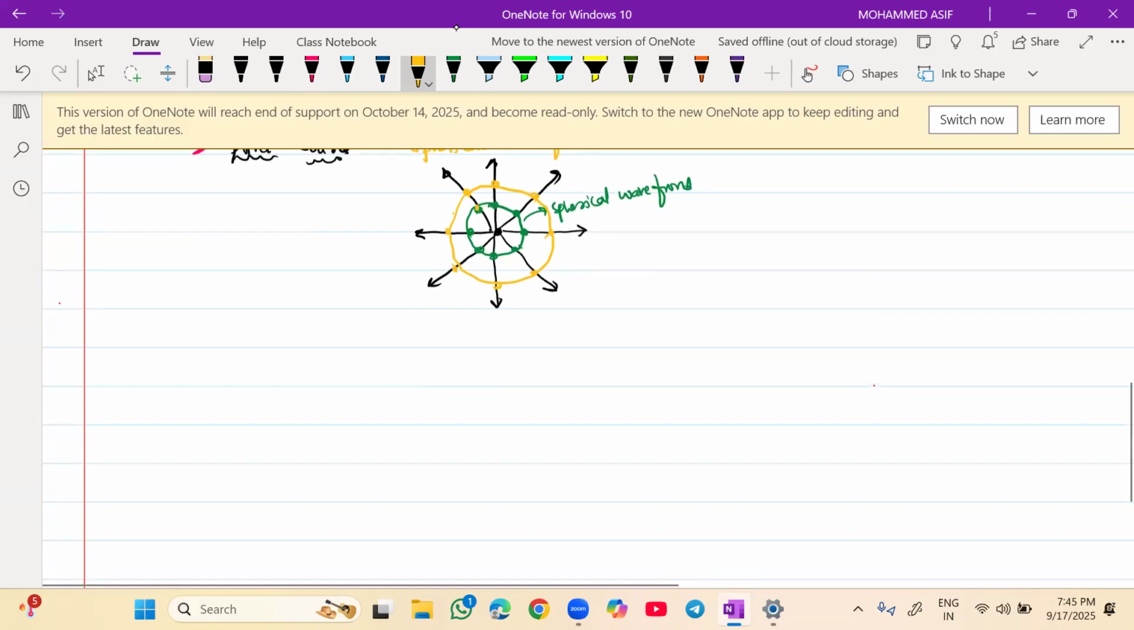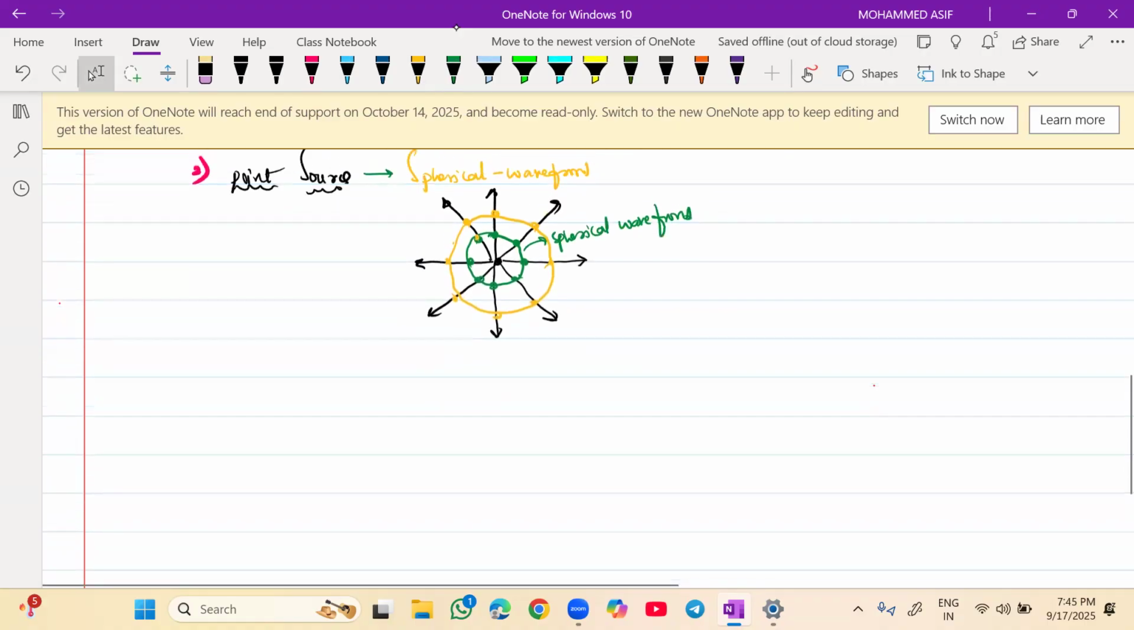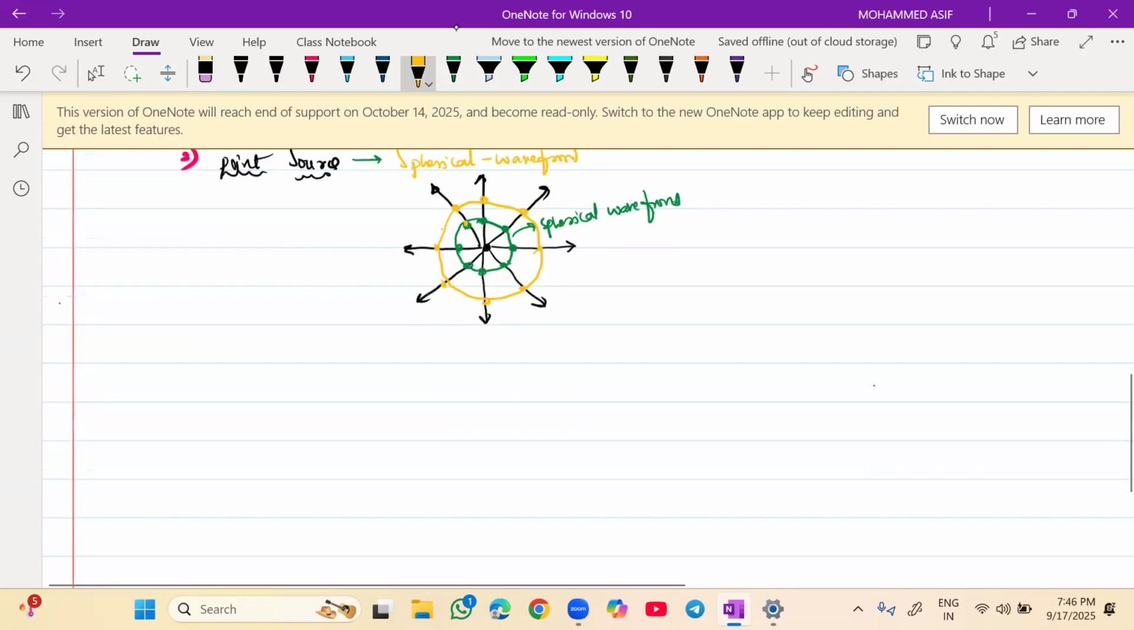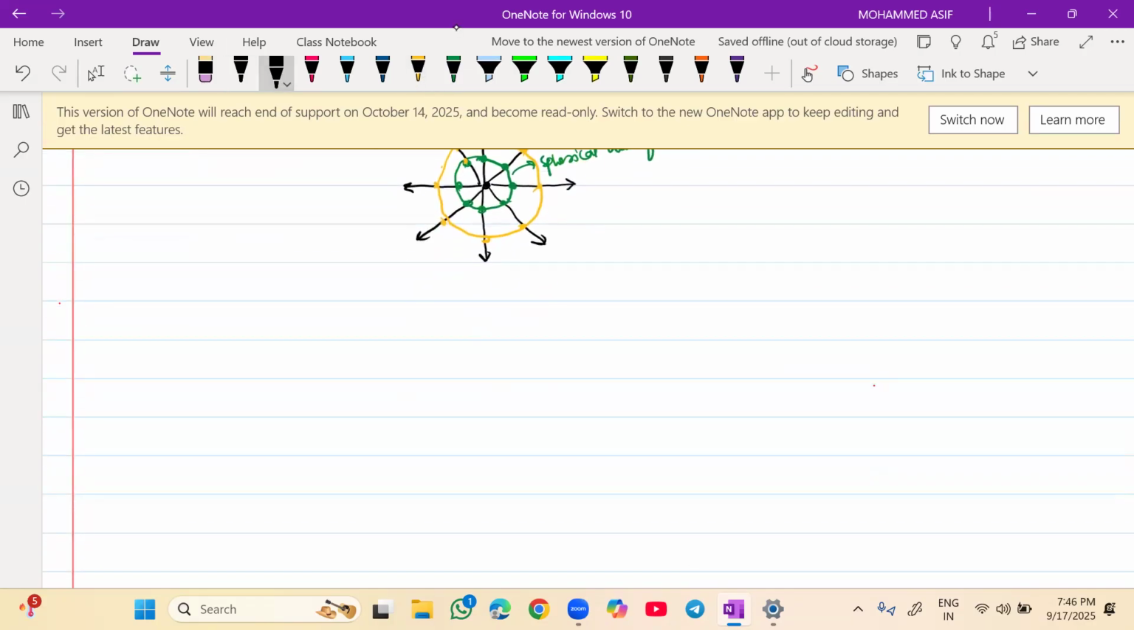If someone asks you what type of wavefront a point source of light will give, it will always give a spherical wavefront. Now tell me the answer for this one.